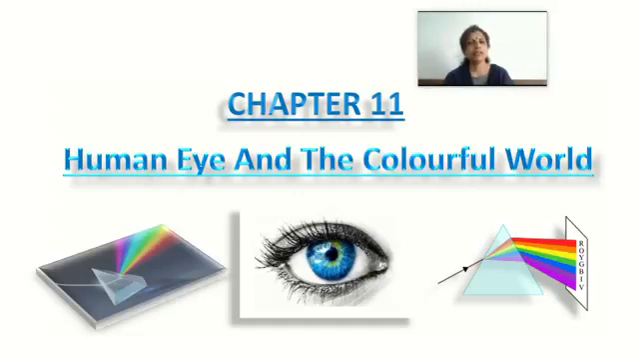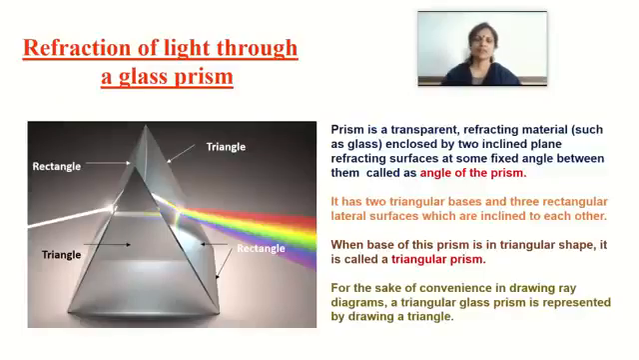We started with chapter number 11 from the science textbook, Human Eye and the Colourful World. Now today we are going to go ahead with the same topic and we are going to discuss refraction of light through a glass prism.